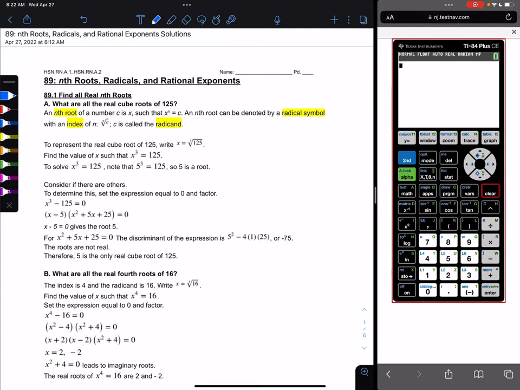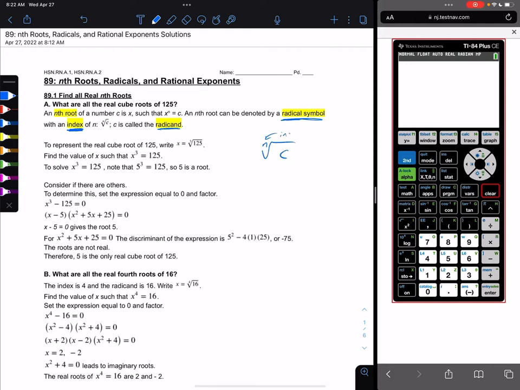Definitions here, some vocabulary. An nth root of a number c is x, such that x raised to the n power is equal to c. An nth root can be denoted by a radical symbol. So you want to know this term, radical symbol. With index of n, it would be the nth radical of c, and c is called the radicand. So really what we want to look at is this n value is called an index.